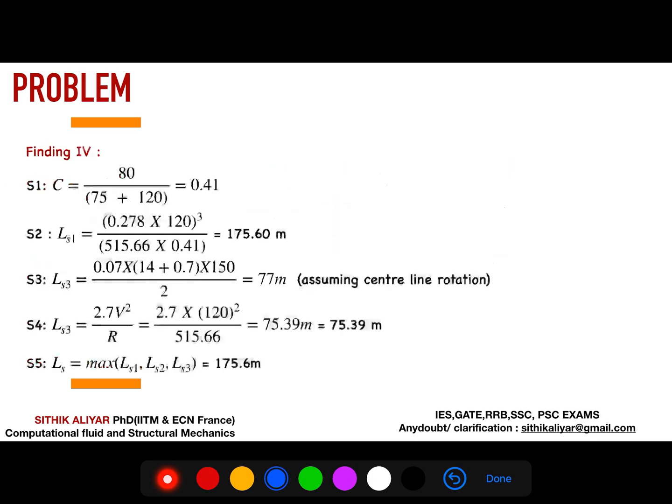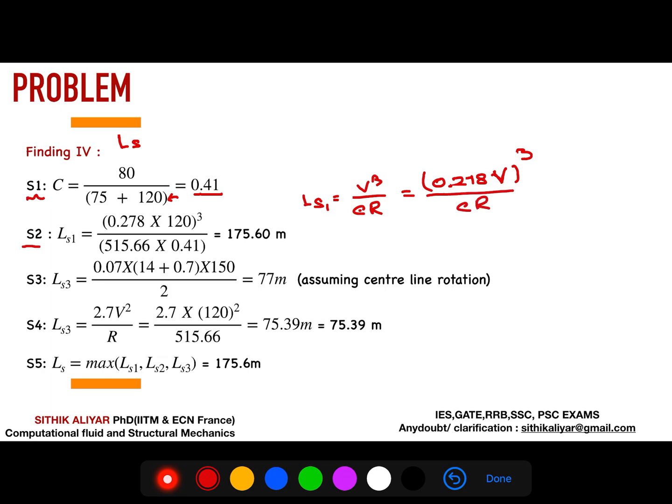Fourth thing we have to find is the length of the transition curve. Step 1 is to find the C value. You just substitute 120 in 80 by 75 plus V, the formula given by IRC. You substitute, you are getting 0.41. Step 2, if you remember the formula, LS1 is equal to V cube by CR. Instead of V, you have to substitute 0.278 to convert kilometer per hour to meter per second. So V cube by CR, you substitute all the values, 0.278 into 120 divided by radius 515 into 0.41, which will give you 175.6 meter.